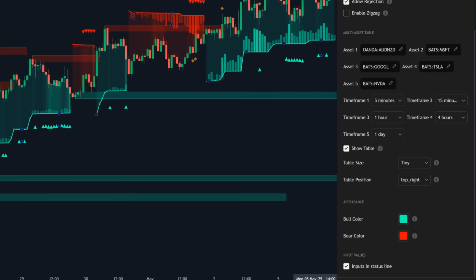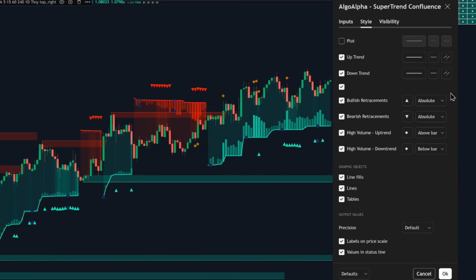Now a lightning pass through the Style tab and I'll keep it super tight. Uptrend and downtrend toggle the green and red SuperTrend visuals so you can show or hide the bands. Bullish retracements and bearish retracements control whether the continuation arrows print when a pullback respects the band.